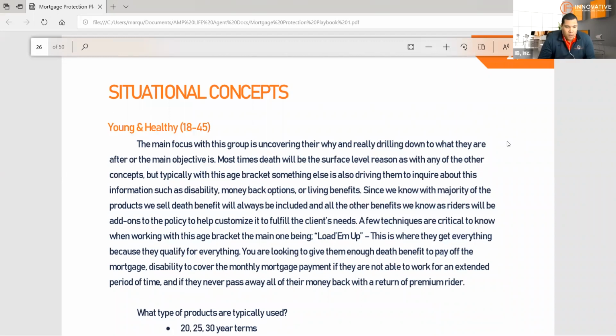So the first one to open up with, my favorite, or one of the easier ones, is the young and healthy. That's usually going to be your people between 18 and 45. The main focus here is trying to find out what their main objective really is. If it's just the death piece, is it the living benefits, is it the money back option? Depending on that lead card and what they filled out, just figure out what they were looking for when they sent that form back in.